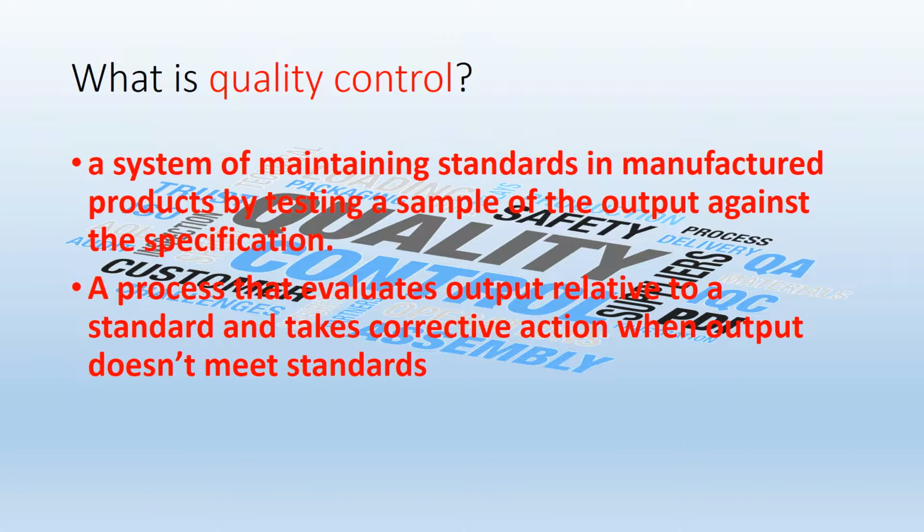What is quality control? Quality control is a system of maintaining standards in manufactured products by testing a sample of the output against the specification, a process that evaluates output relative to a standard and takes corrective action when output doesn't meet the standard. What is quality control?